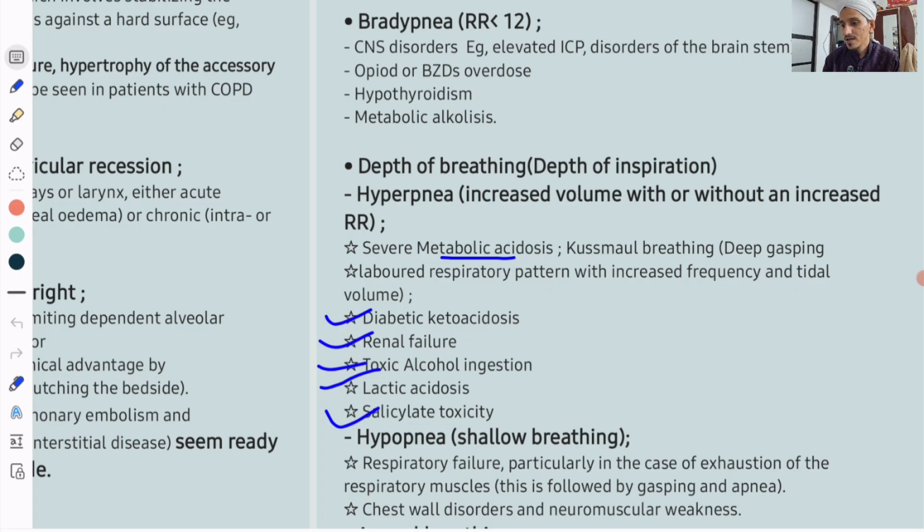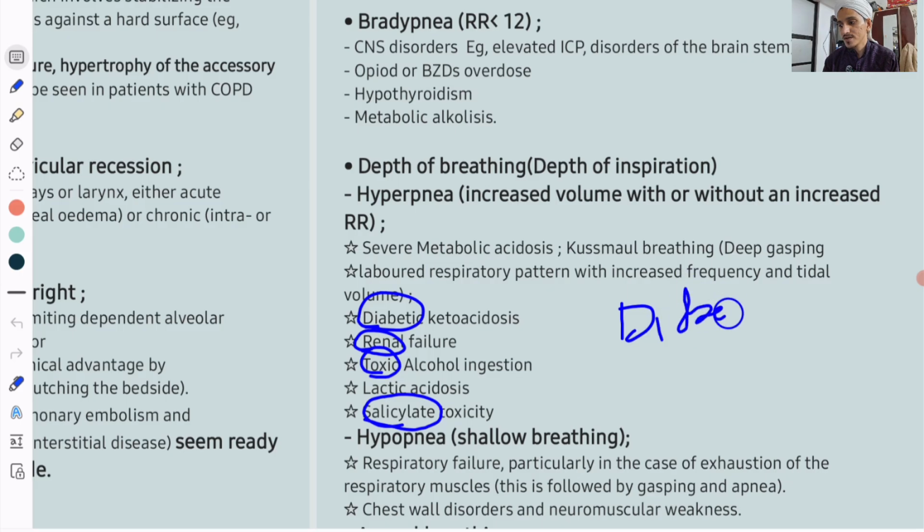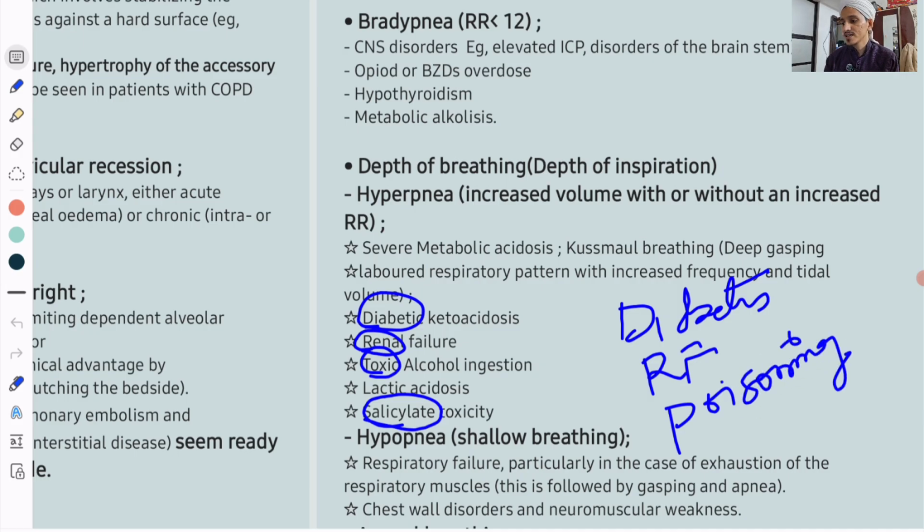So metabolic acidosis can be due to diabetes, or due to renal failure, or due to poisoning, or salicylic acid toxicity. Remember these important points: diabetes is the number one cause, and then renal failure and poisoning. Poisoning can be metformin-induced poisoning, salicylate poisoning, any poisoning. So you can remember these three like this.